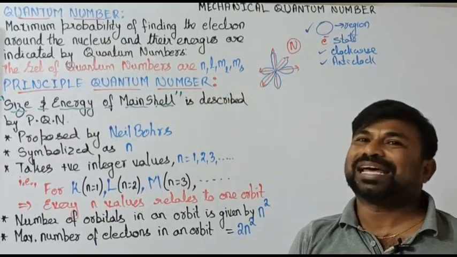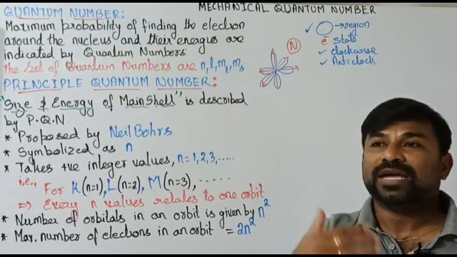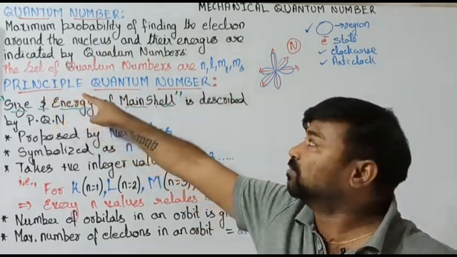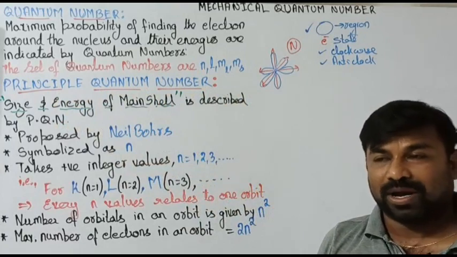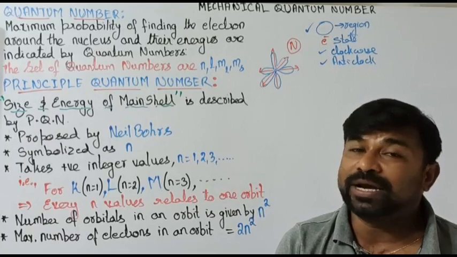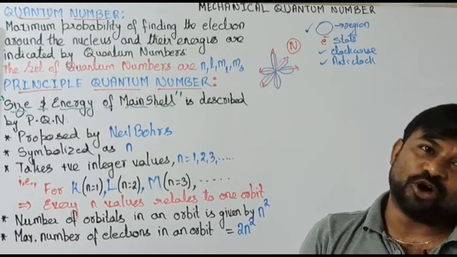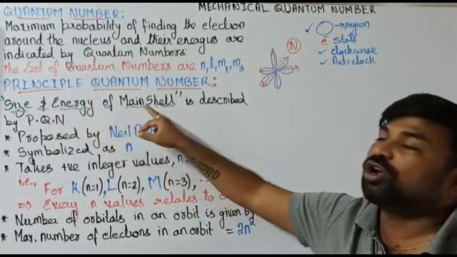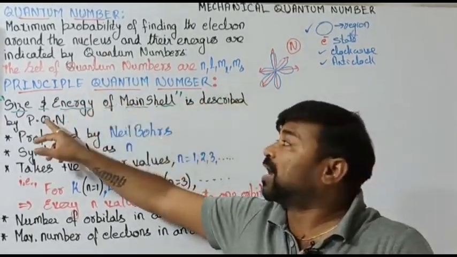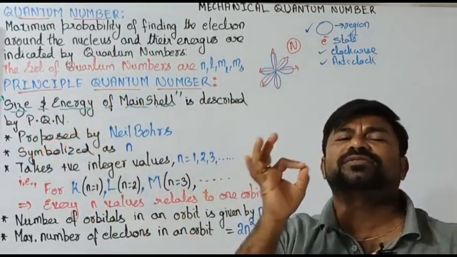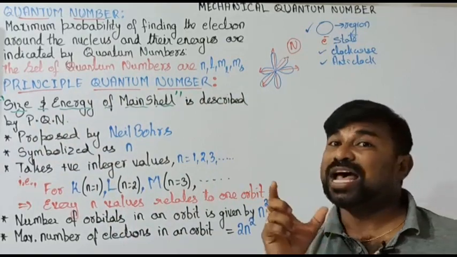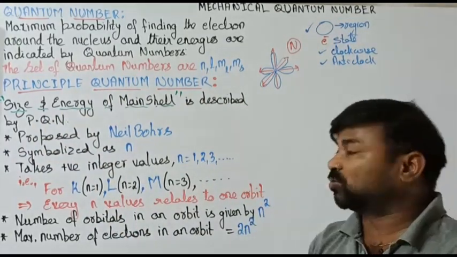Now I'd like to start with a brief discussion of every quantum number. The first one I have chosen is the principal quantum number. This quantum number tells us about the size of the orbit and the energy of the orbit. The size and energy of the main shell, the main shell being the orbit, is described by the principal quantum number. This is the first important point we are supposed to remember: size and also the energy. What is the size?